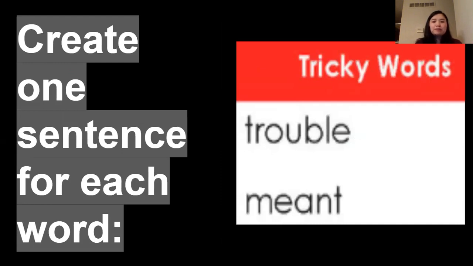Excellent. Now, we're going to create one sentence for each word. So, trouble. How can we make a sentence with the word trouble? She had trouble opening up her water bottle. Because sometimes when it's a brand new water bottle that you receive, the seal can be hard to break. Meant. Okay, let's see if we can come up with a sentence that uses the word meant. I meant to give her my sandwich. I meant to do it. I meant to do it with purpose.